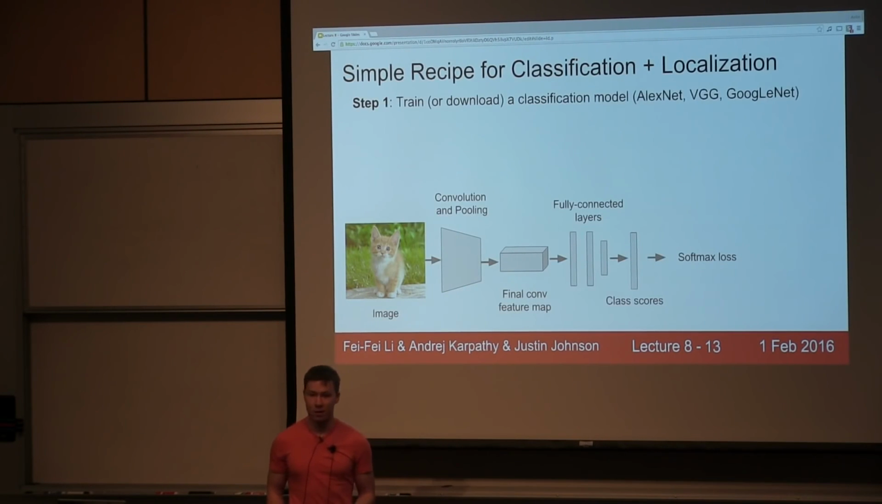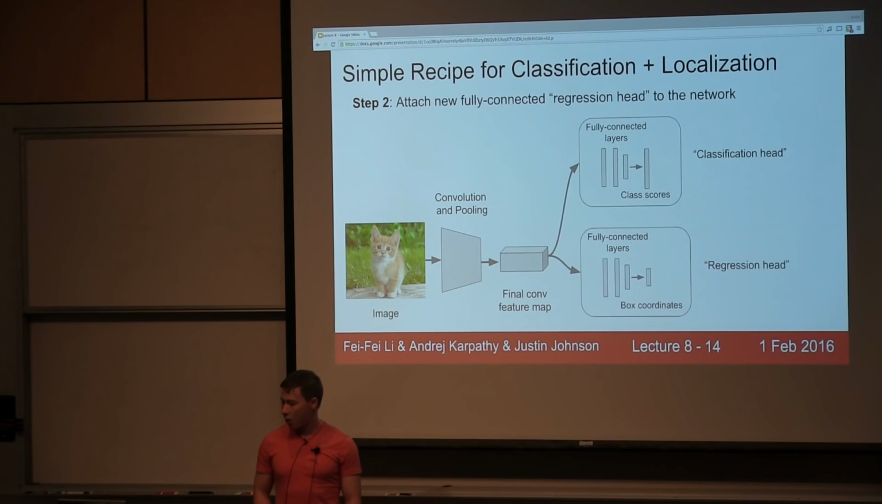Here's a really simple recipe for how you could implement classification plus localization. First, you download some existing pre-trained model, or you train it yourself if you're ambitious. Something like AlexNet, VGG, GoogleNet, all these things we talked about last lecture. Now, we're going to take those fully connected layers that were producing our class scores and set those aside for the moment, and we're going to attach a couple new fully connected layers to some point in the network. We'll call this a regression head. But it's basically the same thing: a couple fully connected layers, and then it outputs some real valued numbers.